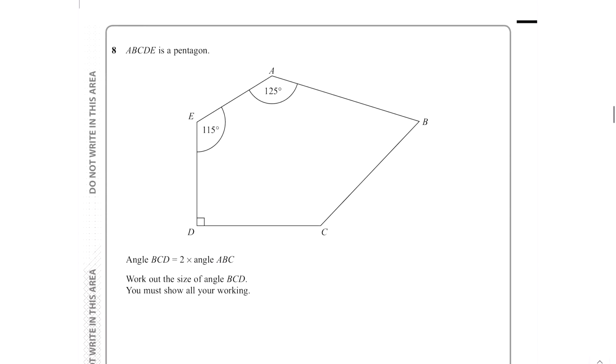Right, moving on to question 8. ABCD is a pentagon. BCD is 2 times ABC. So this angle here is twice whatever this angle here is. So if this is x, this is 2x. Work out the size of BCD.